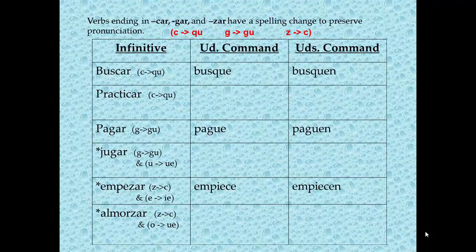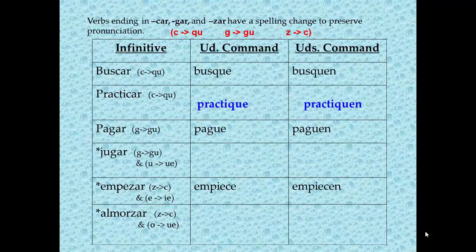We'll practice these some more, but let's try a little bit here. So practicar is a car-gar-zar, meaning it ends in car. So you're going to go to the yo form, which would be practico, take off the O, change the C to a QU, and then add the E or the EN for practique. If you didn't make this change, it would sound like practice. We don't want that. We want to keep the C sounding like a hard C.